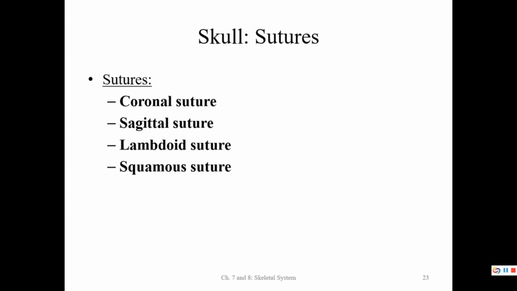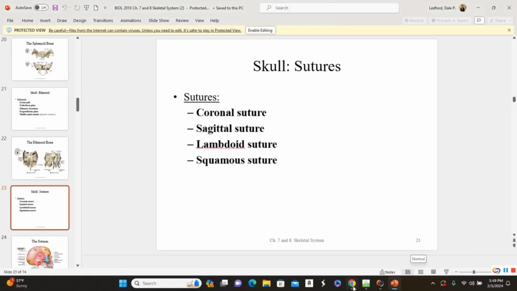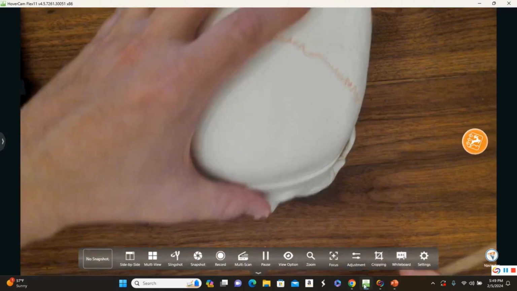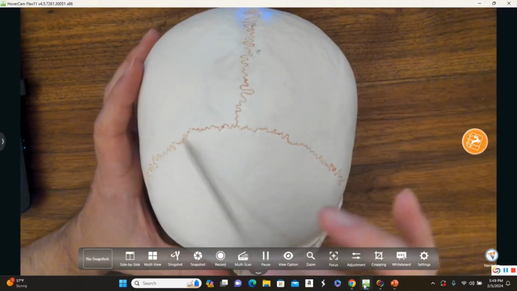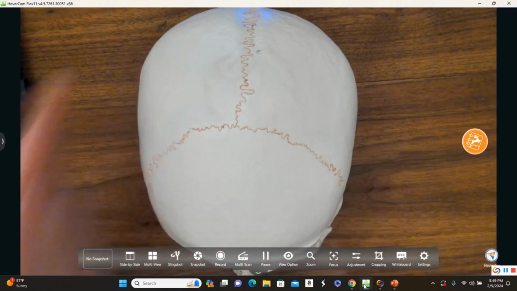Now that we've done all the cranial bones, let's talk sutures. These are where the skull is held together, basically where it is stitched together. They're called the sutures. There we go, put the skull together. The coronal suture. When Jack fell down and broke his crown, he broke his coronal suture. This is the coronal suture right here.